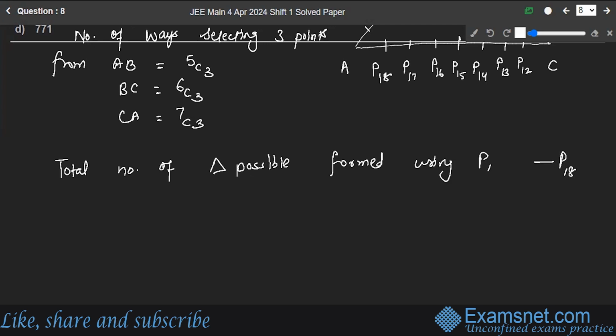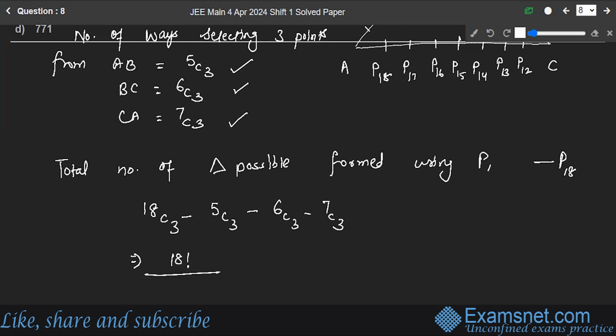Therefore, total number of triangles possible formed using P1 to P18 will be given by 18C3 minus this thing, because selecting 3 points from the same line AB will not make a triangle. Similarly, selecting 3 points from BC will not make a triangle, and selecting all the 3 points from CA will also not make the triangle. So this is the one.